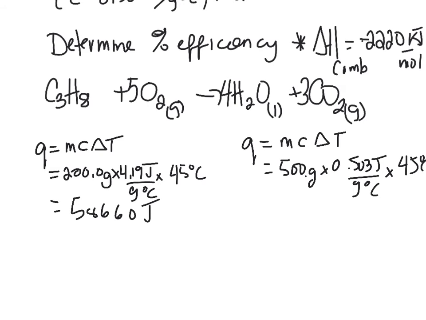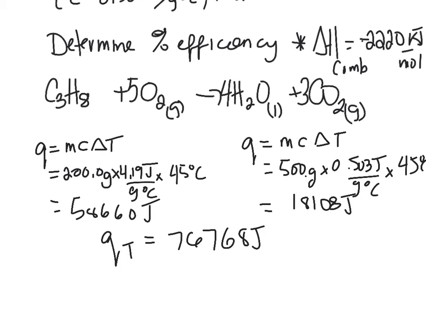58,660 joules, 18,108 joules, Q total, 76,768 joules. So that's how much useful energy was used, right? That's how much our water in our pot actually absorbed. Yep. Is that number on the end there, 45 degrees Celsius? Yes.